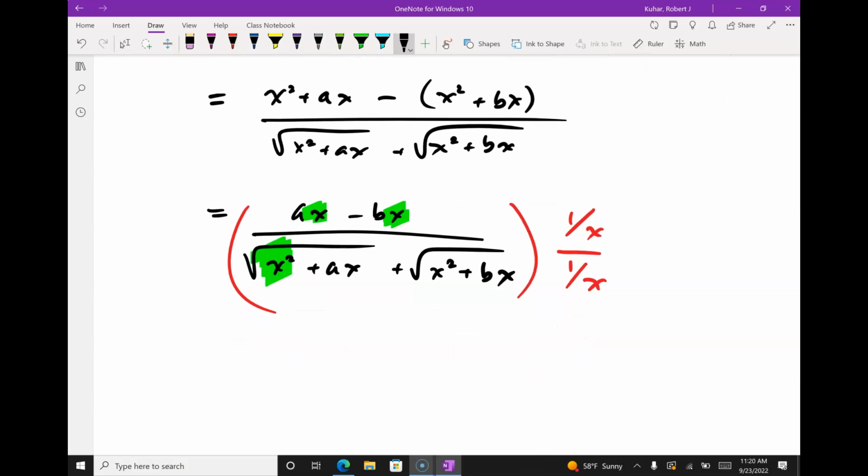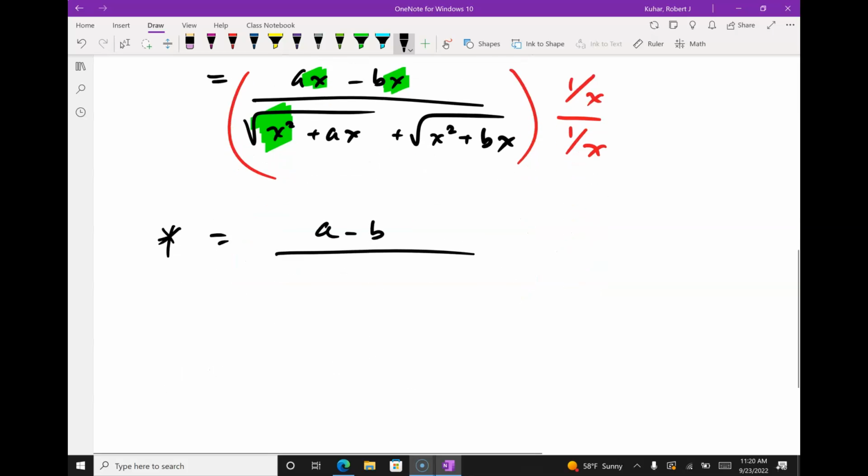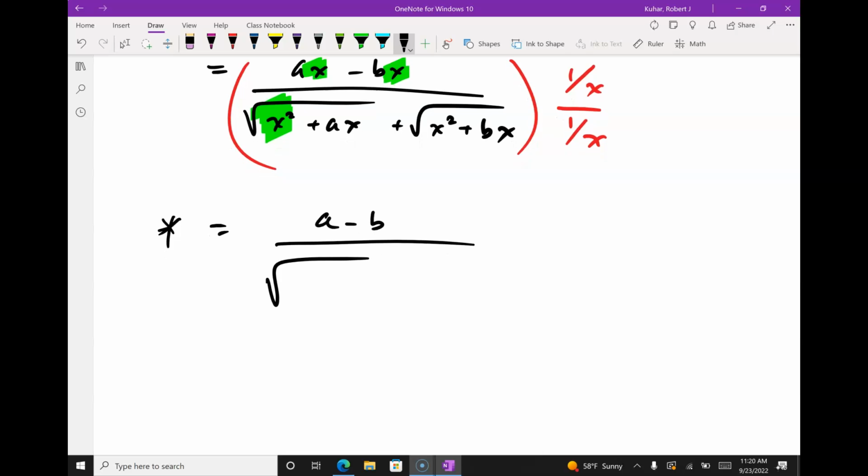So what happens here? What do I get upstairs? I get a minus b, right? And then downstairs, I'm going to get x squared over x squared in the radical plus ax over x squared. And then the same thing in the second radical, right?